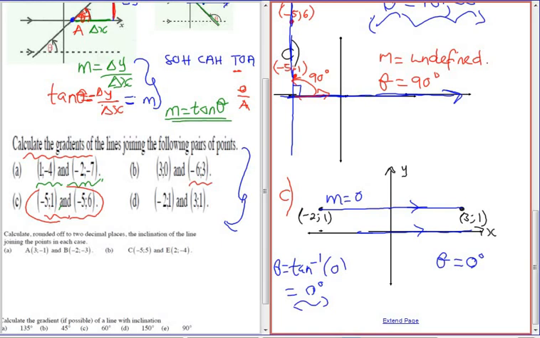Well, maybe you forgot that the gradient of a horizontal line is equal to 0. You can use these two coordinates and convince yourself that this is actually 0.